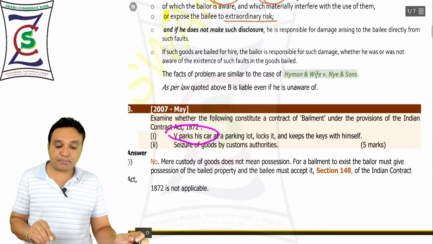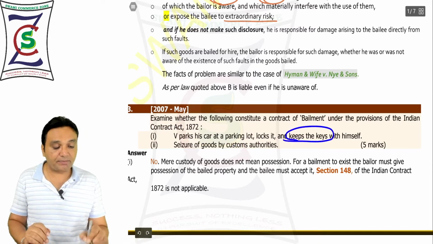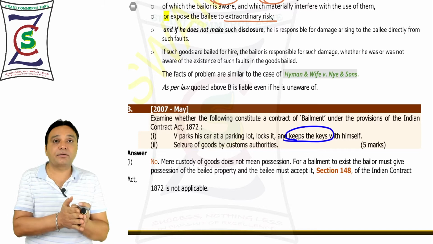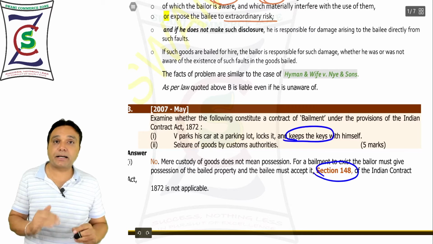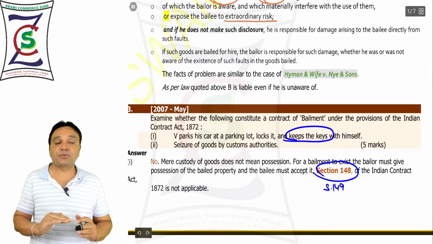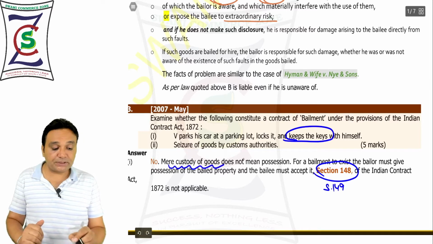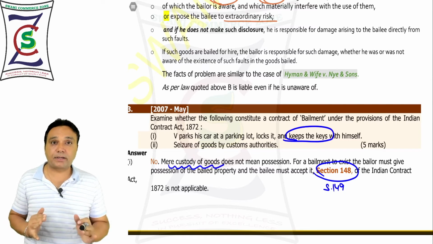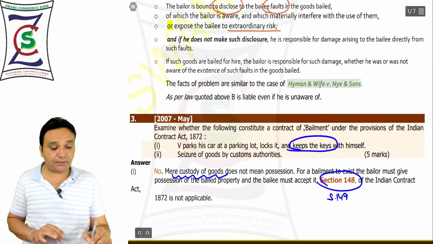Now V parks his car at a parking lot, locks it and keeps the keys with himself. So when you are parking your car at a parking lot, it's not a delivery. Why? Because delivery section 149, remember it is 148 talks about bailment and it uses the word delivery, but technically speaking we talk about delivery under section 149. So you can quote 149 as well. So it's not a question of a delivery over here. Why? Because you are keeping the keys with yourself. So it's a case of a mere custody. Parking lot owner has, or garage owner has, only the custody, not the possession. So it's not a delivery, thus it's not a bailment.